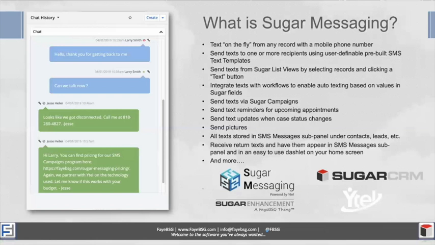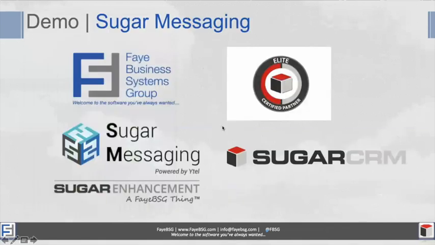We can send pictures. All of these SMS messages that are sent back and forth between the recipient and the user within Sugar are stored within the SMS messages subpanel under the contact or the lead module within Sugar. There is also a colorful dashlet within Sugar, as you can see here on the left, that is shown in the intelligence pane of every contact and lead record where a text message has been sent. Okay, so now I'm going to jump into the demo.